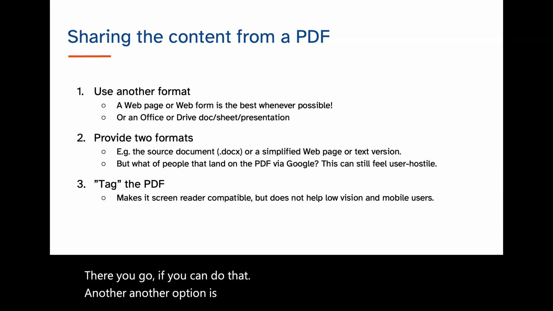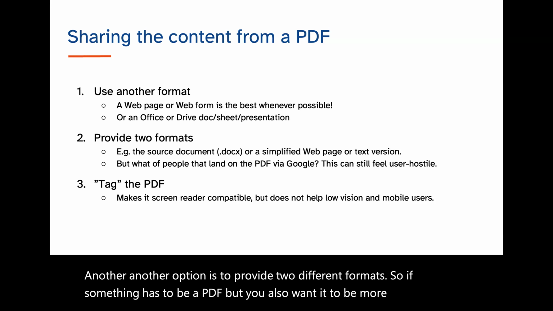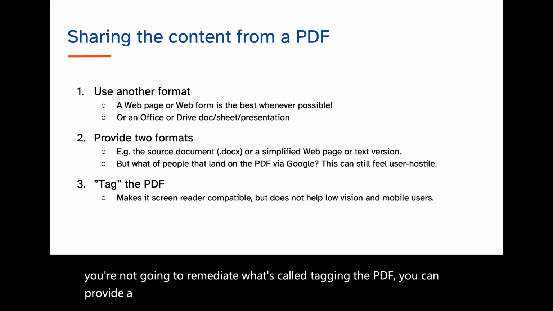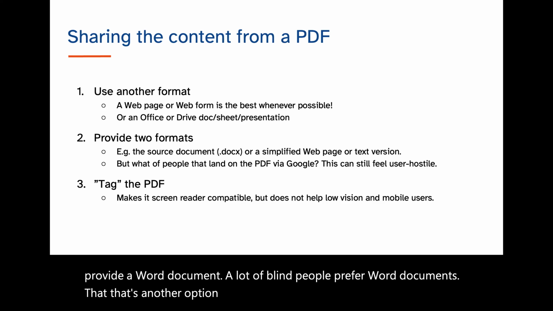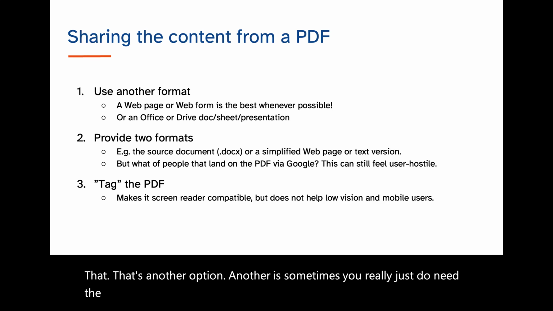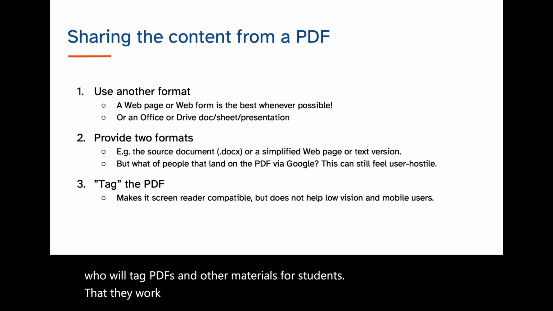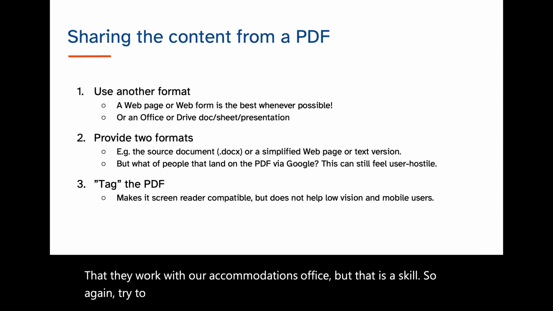Another option is to provide two different formats. So if something has to be a PDF, but you also want it to be more accessible and you're not going to remediate what's called tagging the PDF, you can provide a Word document. A lot of blind people prefer Word documents. That's another option. Another is, sometimes you really just do need the PDF. It should be tagged properly. At Princeton, we have a librarian who will tag PDFs and other materials for students. They work with our accommodations office, but that is a skill. So again, try to keep it simple wherever you can.